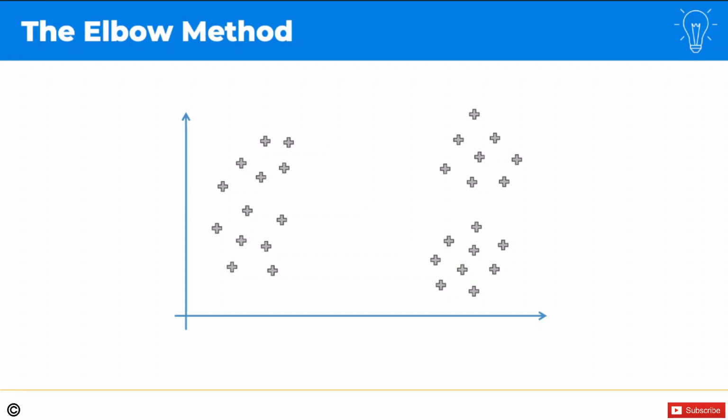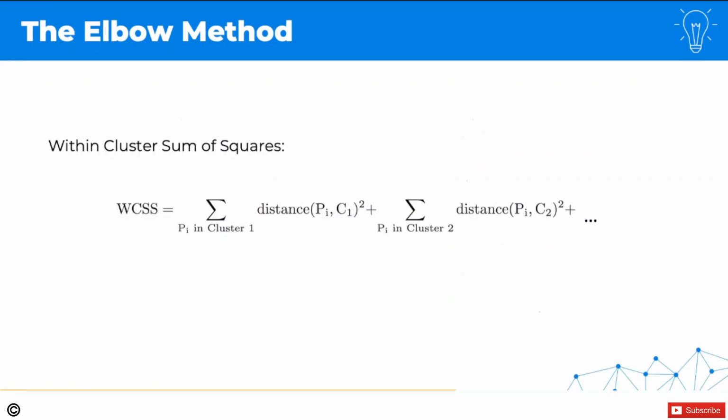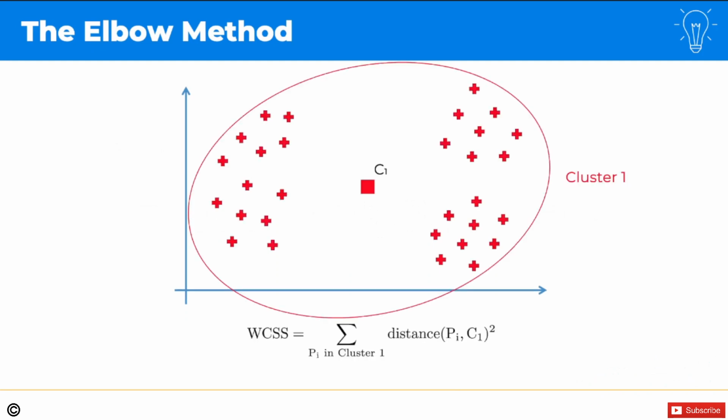So the elbow method requires us to look at this equation for the within cluster sum of squares, or the WCSS. Don't worry if it looks a bit complex at first. It's actually very simple. It basically looks at the distance between each point and the centroid of its cluster, and you square that distance. So let's have a look at this in an example. If those are our data points and we have one cluster, then we just need to measure the distance between each point and that centroid, square it, and add them up.